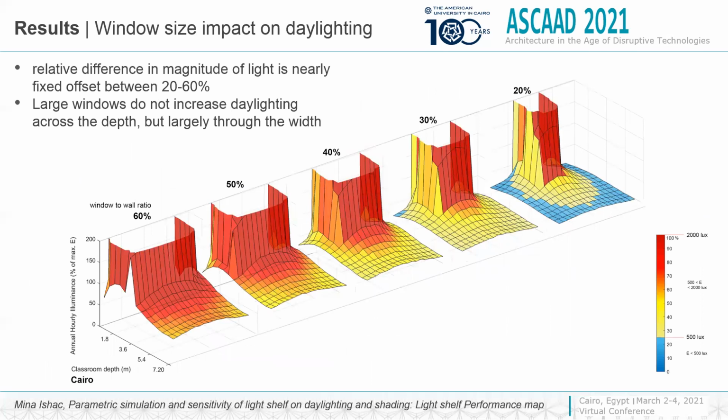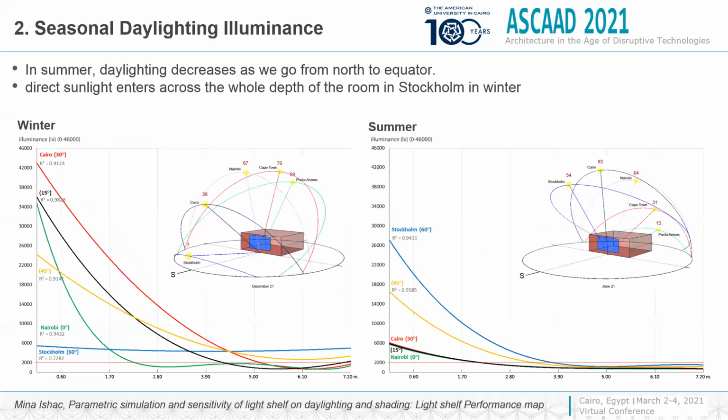The first finding of the research is that large windows do not necessarily increase daylighting illuminance at the back of the room, but only across the width of the room. The second finding regards the seasonal daylighting best fit lines. We can see that in Nairobi, extreme daylighting enters and falls very sharply as the sun reaches its highest elevation angle in the sky, while in Cairo, daylighting decreases gradually.